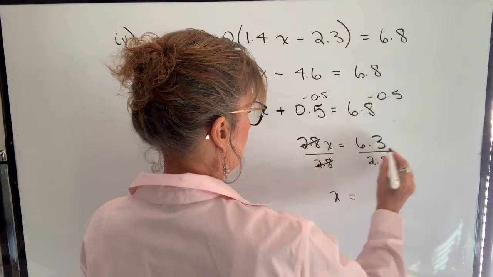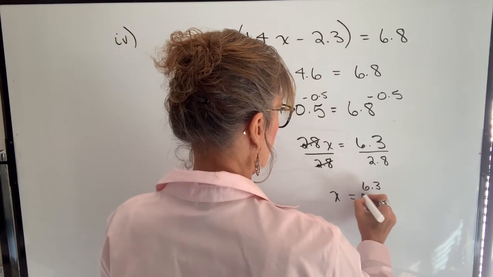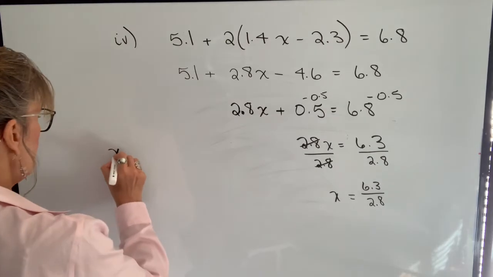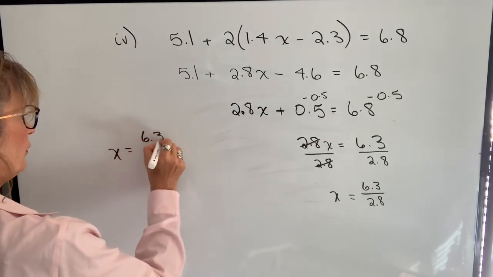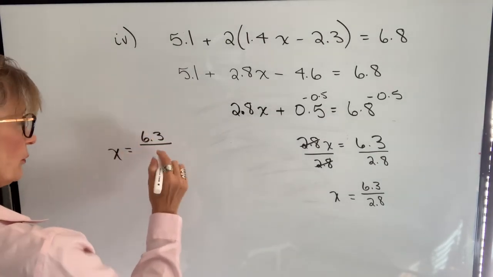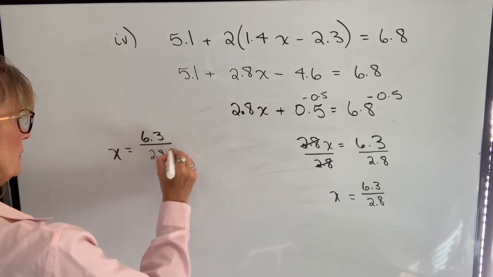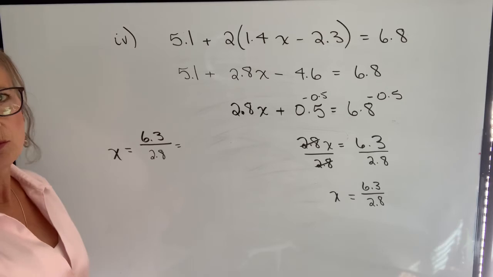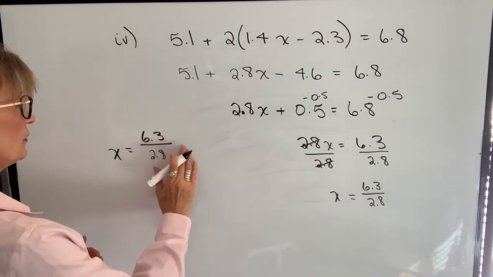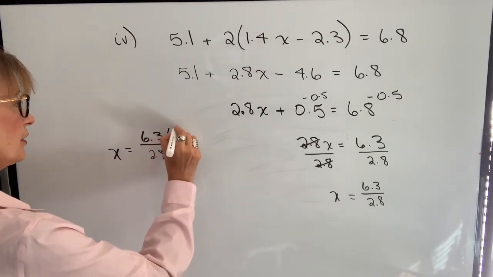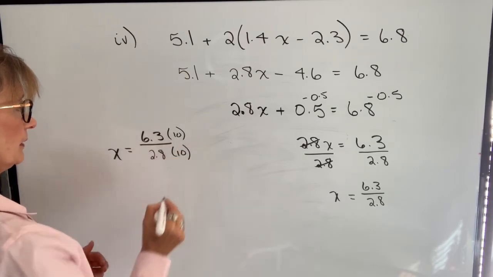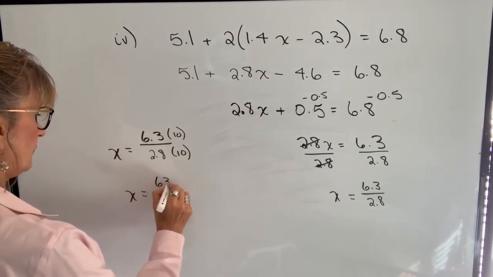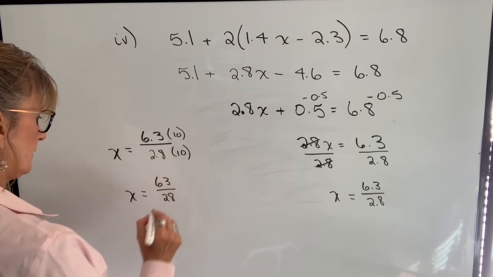The 2s will cancel, and my answer is 6.3 over 2.8. That is not considered simplified. When you have a decimal in a numerator or a denominator, you need to deal with that. So what I'm going to do is multiply numerator and denominator by 10 so that I get rid of my decimals. So that's going to be 63 over 28.